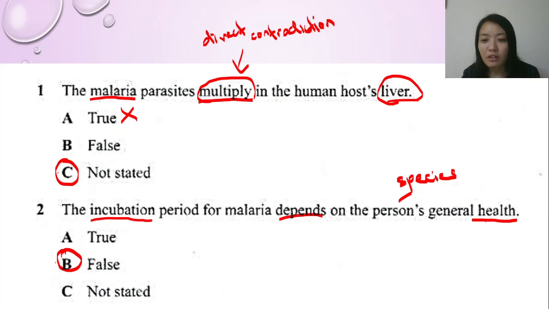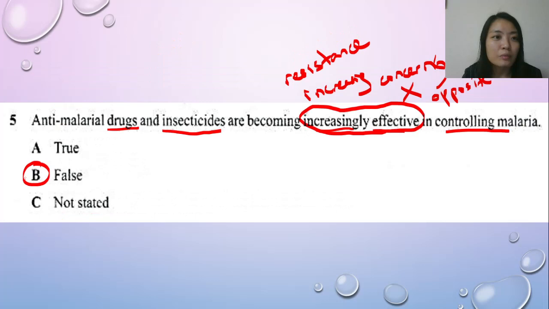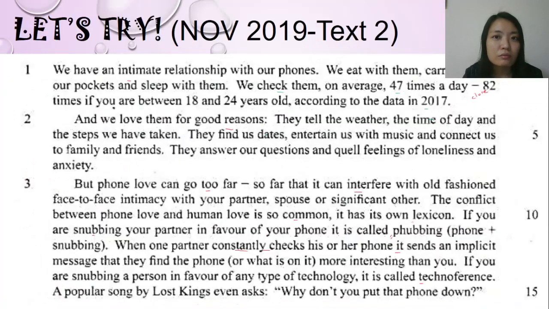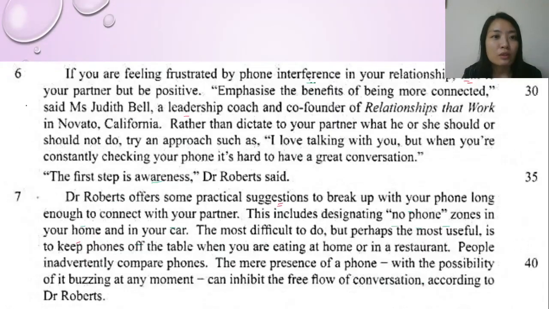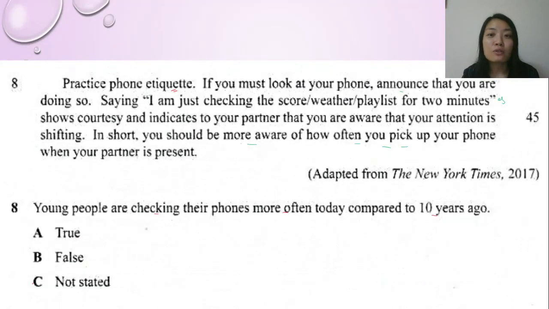All right, okay, so now we will move on to text 2. The reason why I want to go through text 2 with you is because you have other questions which are not related to true, false, which I want to highlight some of the tips with you. And again, coming back to my favorite tip. All right, the first thing you need to do is always to read through the questions first. So come, let's read through the questions.